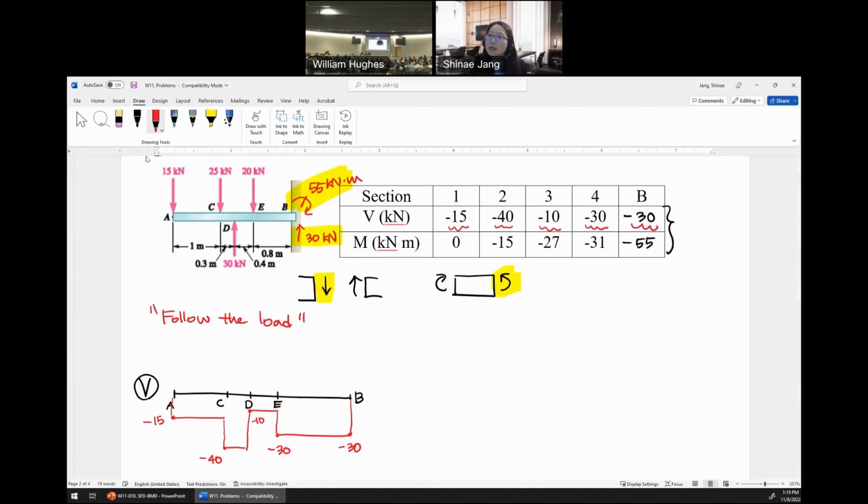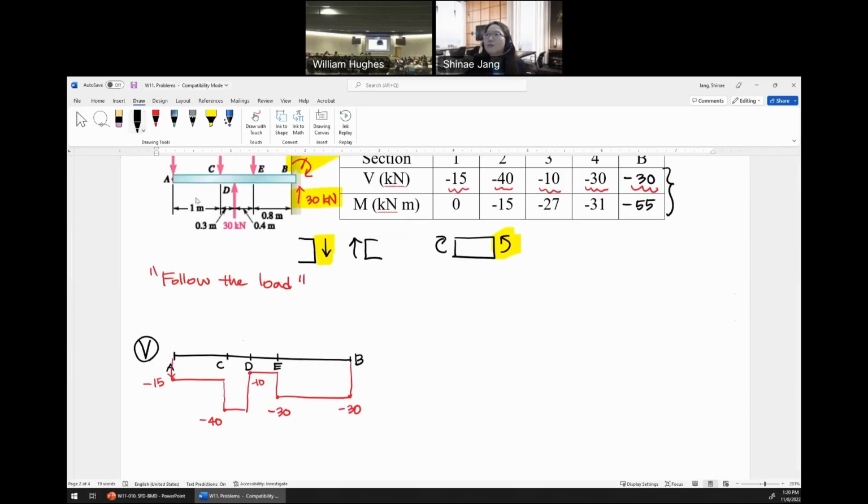You can just follow. At A we have 15 down, so down by 15, and then stay there between AC, right? And then at C, down by 25 from minus 15 to minus 40. Between CD, no changes. And then at D, 30 kilonewton up, so up by 30, so minus 10. DE, no changes. And at E we have 20 kilonewton down, so minus 10, minus 20, minus 30, no changes. And then this is the number, right? So that's the follow the load method, and it's much, much faster, right?